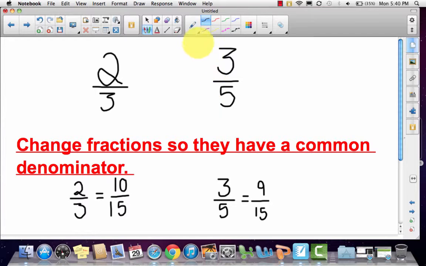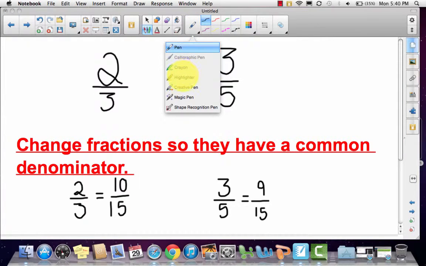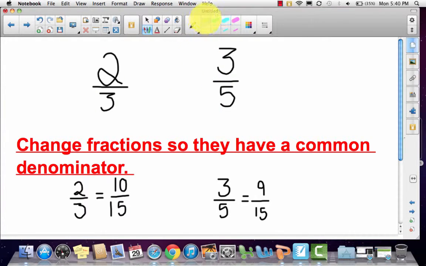And at this point, I can simply compare my fractions since they have the same denominator by looking at their numerators. 10 is here, and I have 9 over here. 10 is greater than 9, so 2/3 is my larger fraction.